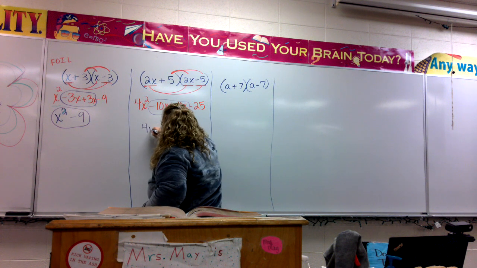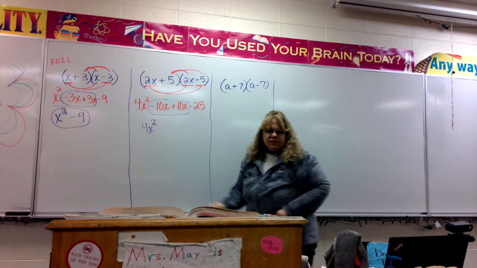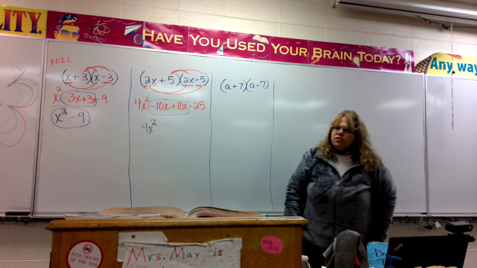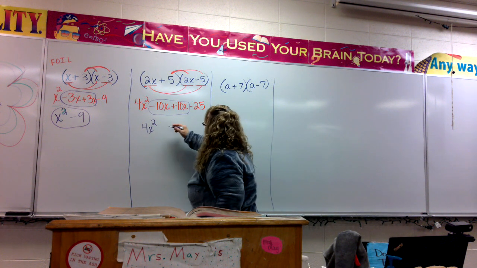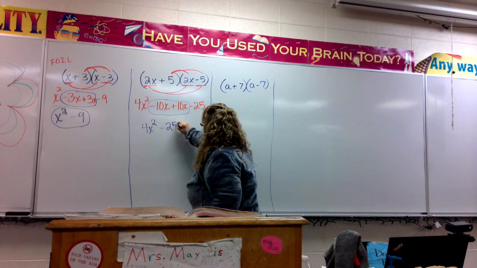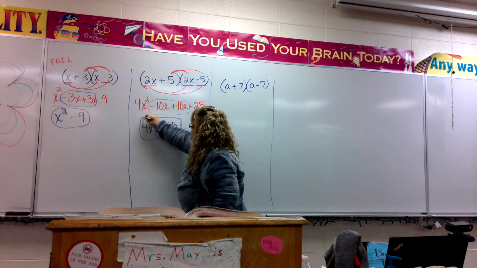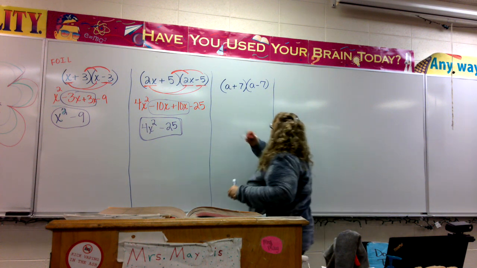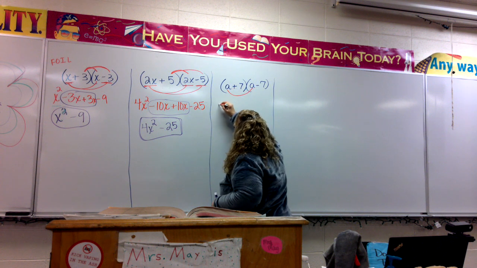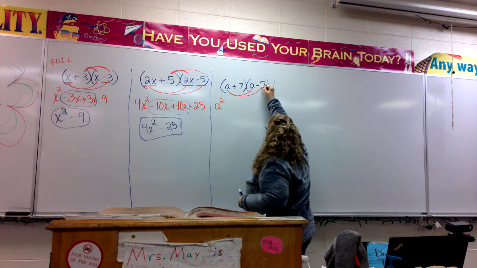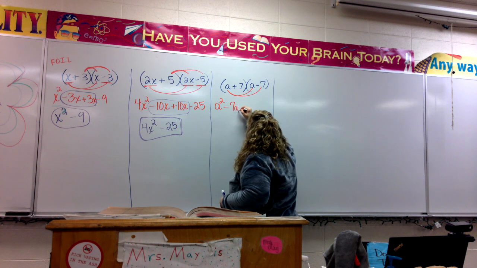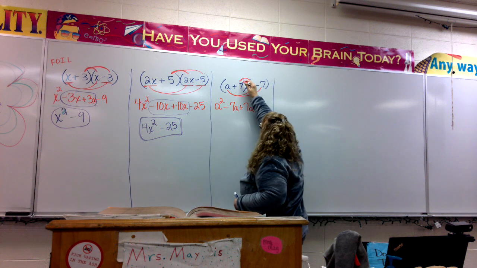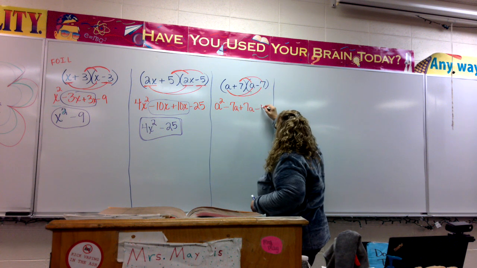So I have a 4X squared. What happens to those middle ones? They cancel each other out. 10X, take away 10X, drops out. And so then I just have a -25 for my answer. 4X squared minus 25. What about here? What's A times A? A times -7. Move over. Positive 7A. And what's 7 times -7?